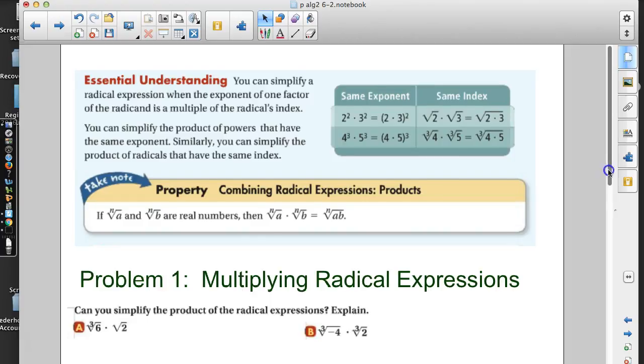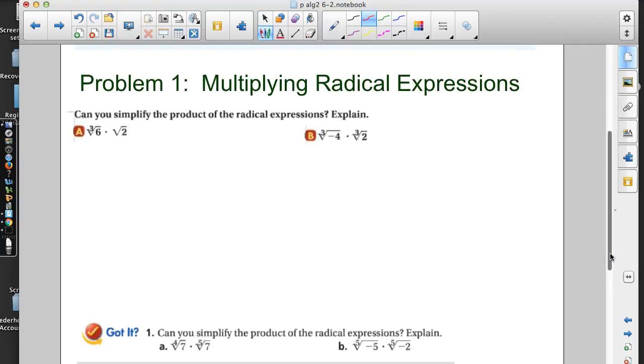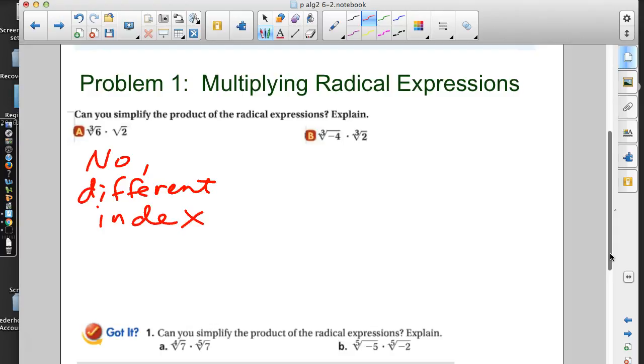So down here, can we simplify the product of the radical expressions? They're not really asking us to yet. They're just asking us, yes or no, can we do it, why or why not? Take a look at A. Can we put those two together? Oh, one's a cube root and one's a square root. No. Different index. Can't do it. Index has to be the same.